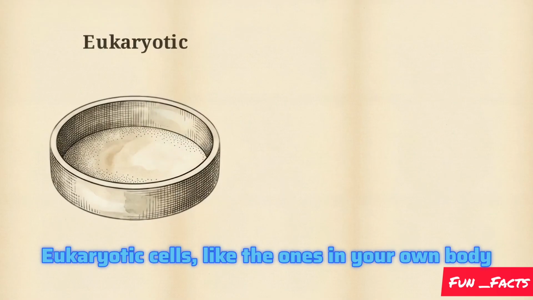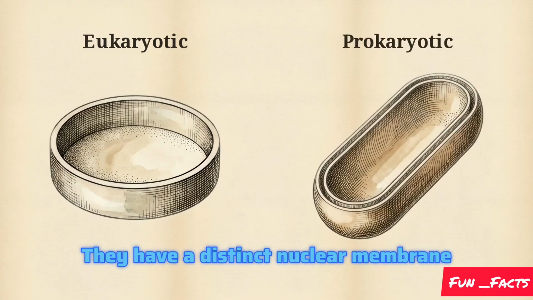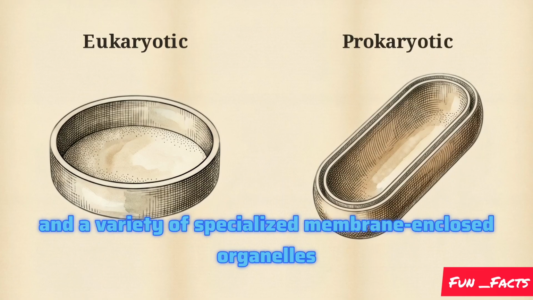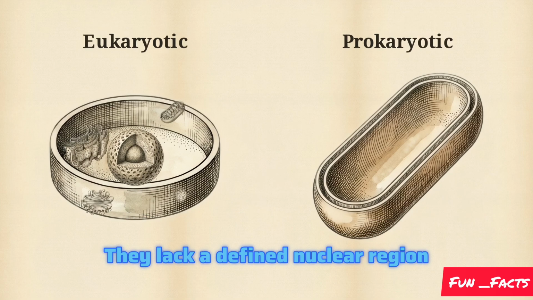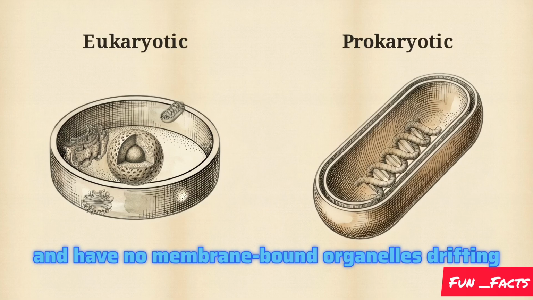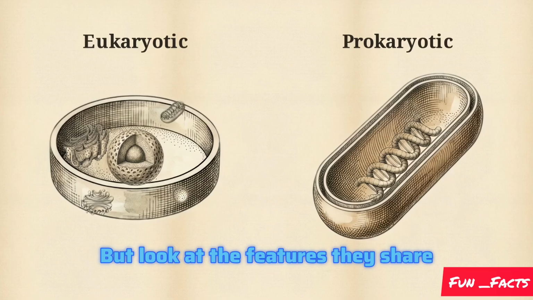Eukaryotic cells, like the ones in your own body, are highly compartmentalized. They have a distinct nuclear membrane and a variety of specialized membrane-enclosed organelles. Prokaryotic cells are simpler. They lack a defined nuclear region and have no membrane-bound organelles drifting in their interior. But look at the features they share.